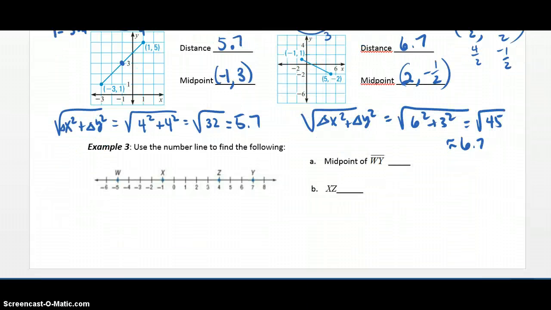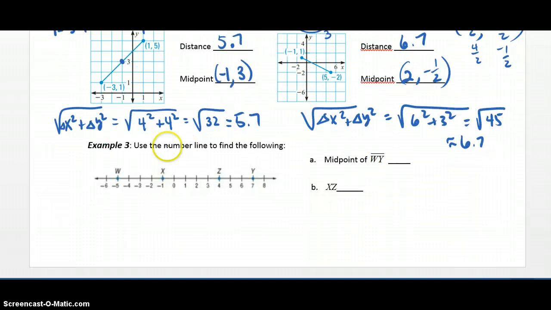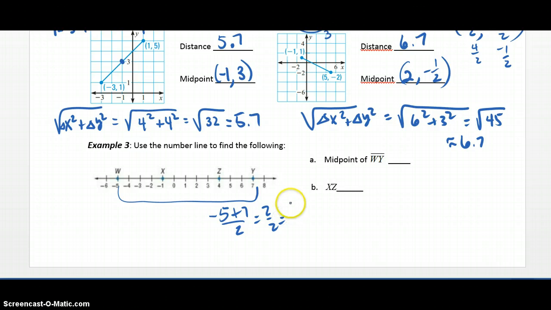One more quick example on a number line, just in case. Use the number line to find the following. The midpoint of the segment WY. So if we go from W to Y and we wanted to find the midpoint, again, we can do the average. So -5 plus 7 divided by 2. And we would get 1. And so that would be located right here, the coordinate 1.